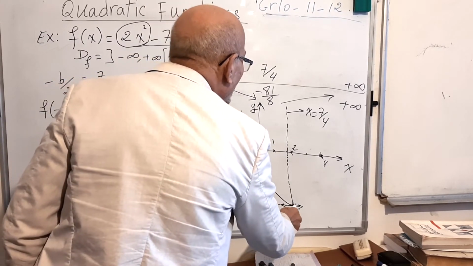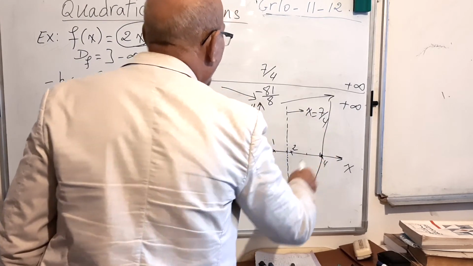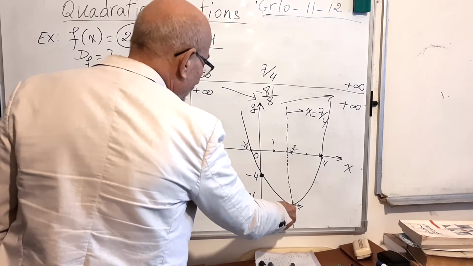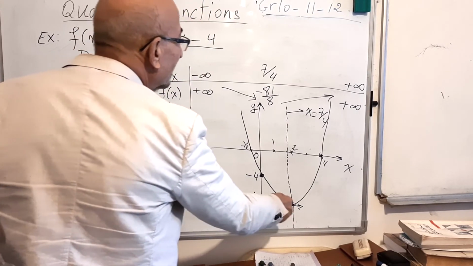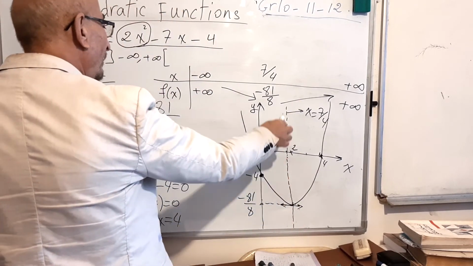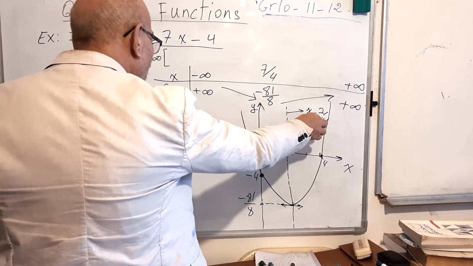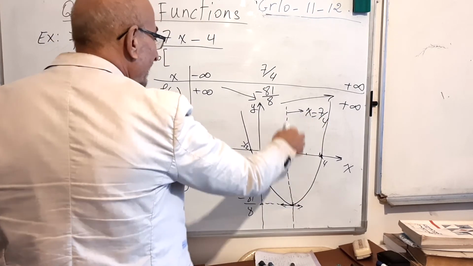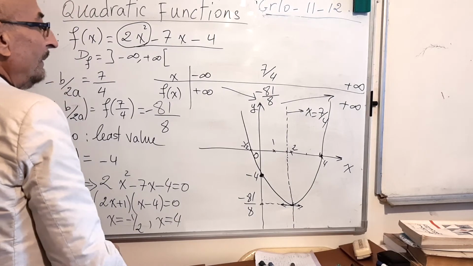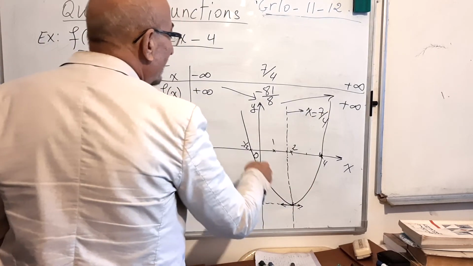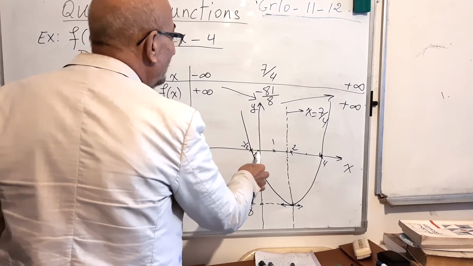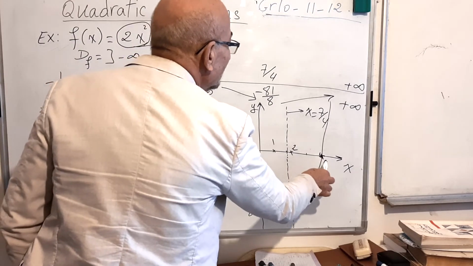We can draw the curve. The curve has a least value minus 81 over 8 and has the straight line x equal minus b over 2a equals 7 over 4 as an axis of symmetry. And the parabola cuts the x-axis at 2 points of abscissas, minus half and 4.